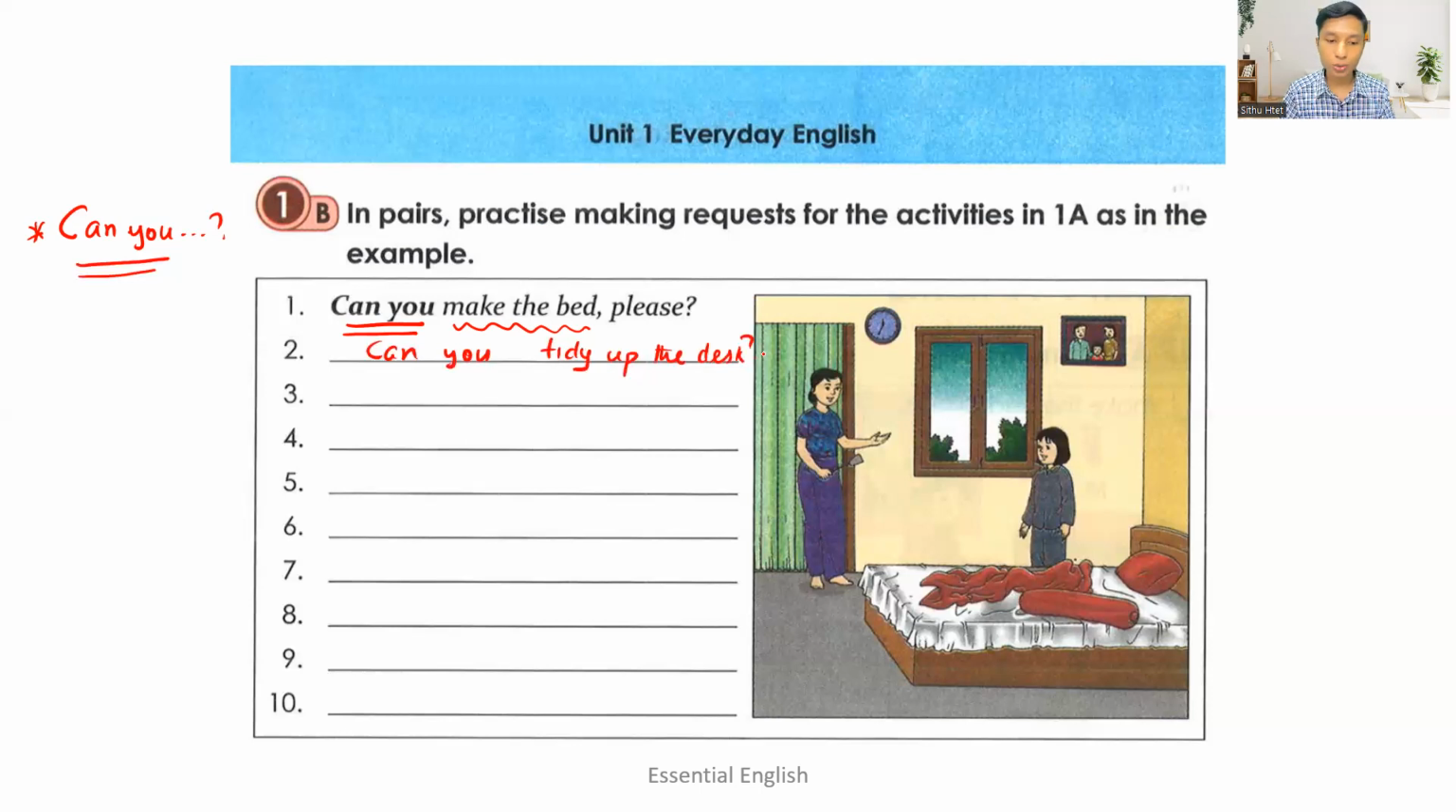Okay, so how about the third one? Fold the clothes. How can you write a sentence? Can you fold the clothes? Okay, good. Don't forget to put please. Can you fold the clothes, please? Can you tidy up the desk, please? Okay. And think about the fourth one. The fourth one is clean the window.